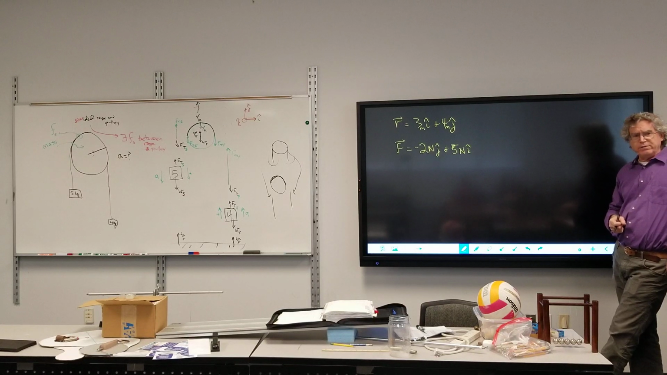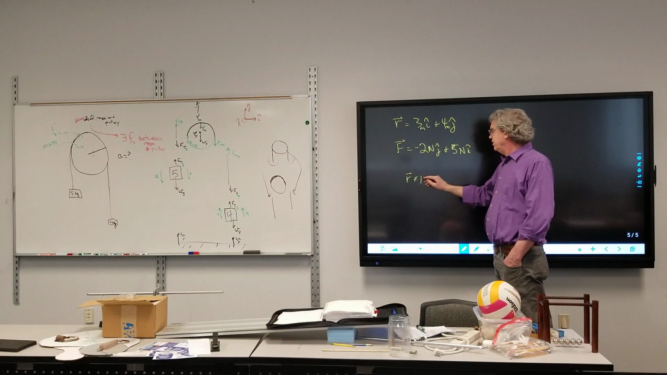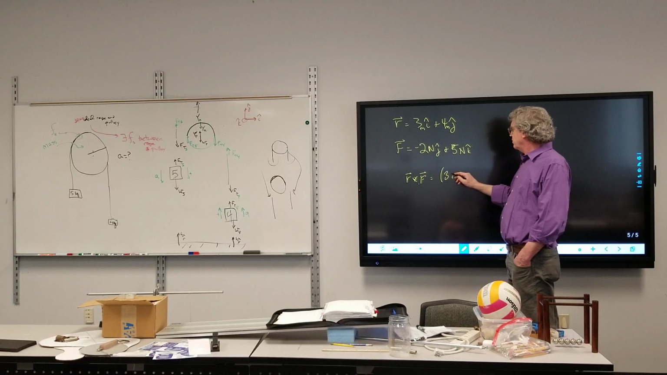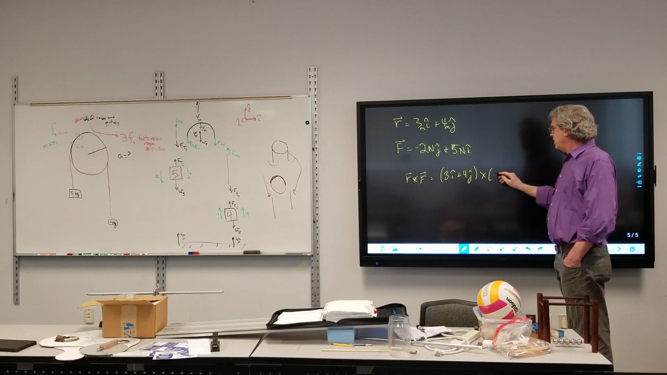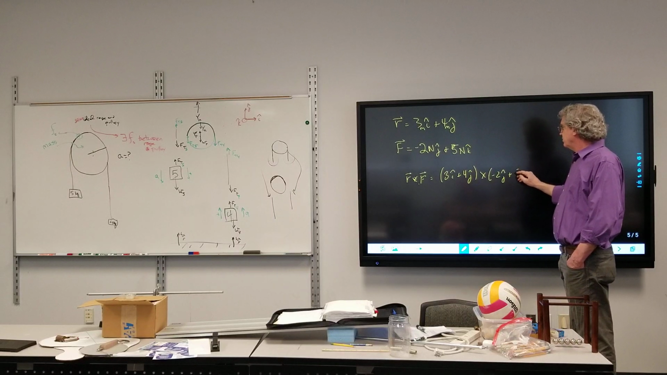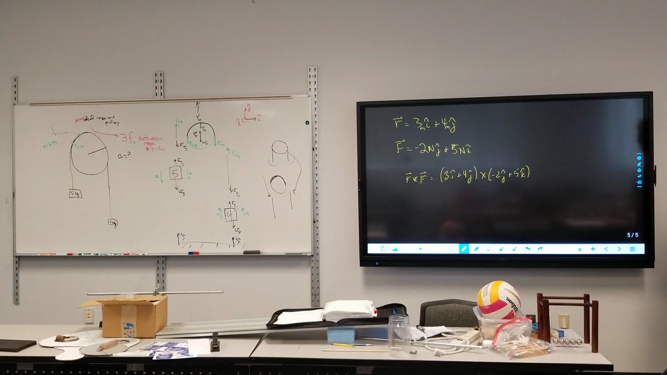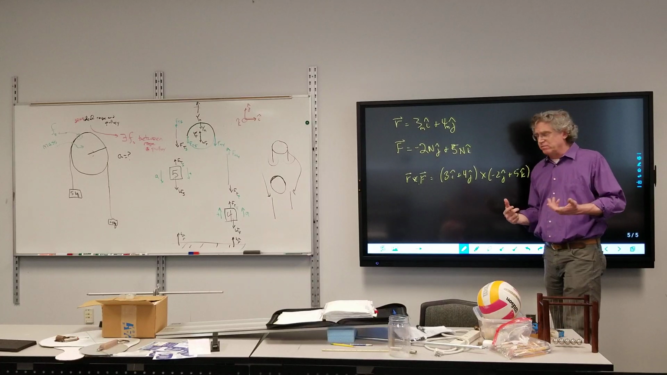I'm doing R cross F. I'm gonna FOIL it. So R cross F is, I'm gonna drop my units for now, 3 I hat plus 4 J hat cross -2 J hat plus 5 K hat. Now when I'm doing dot products, foiling with dot products, it doesn't matter the order in which it ends up, but with cross products, it does matter. A cross B is in the opposite direction of B cross A.